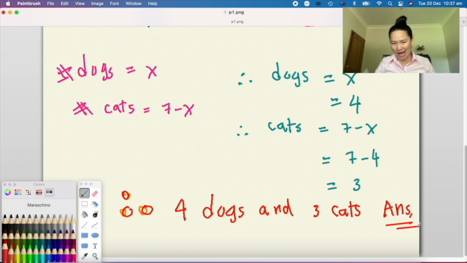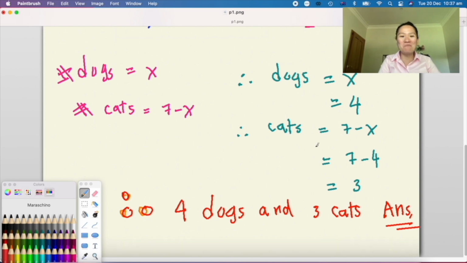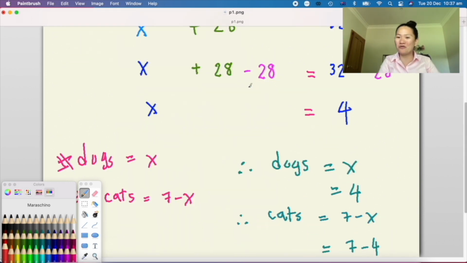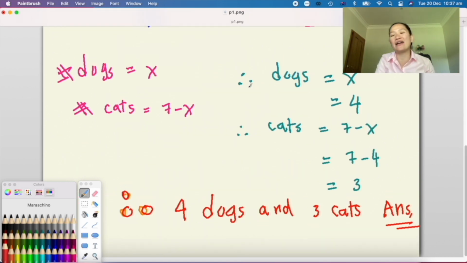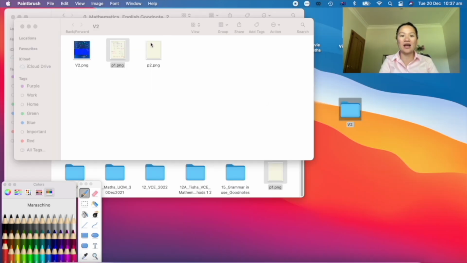But we're not finished yet. We're going to do method number 2. Move to another side of the equation, which I think is quicker. Let's go together. Save this one first. Go to the next one.